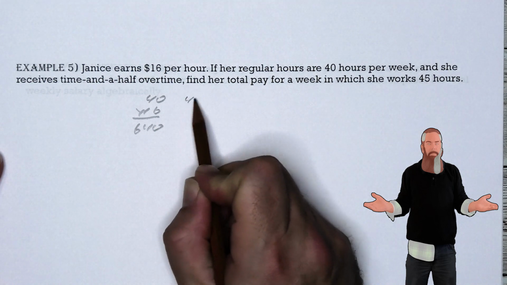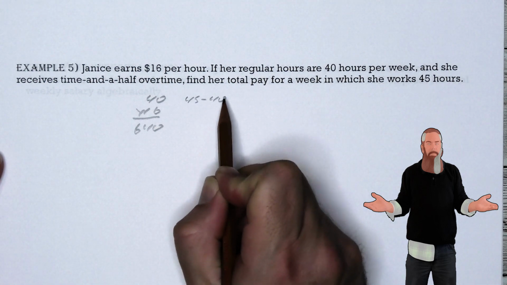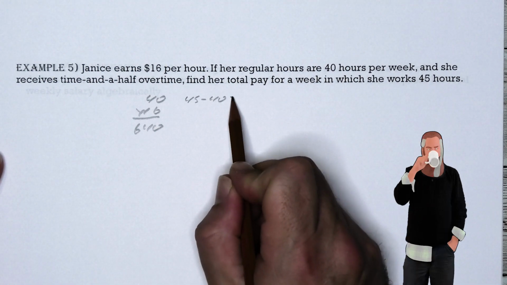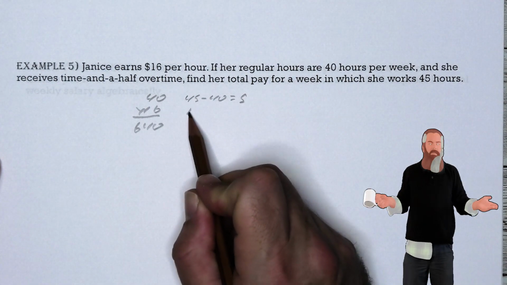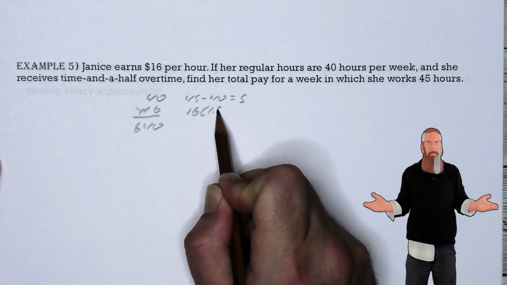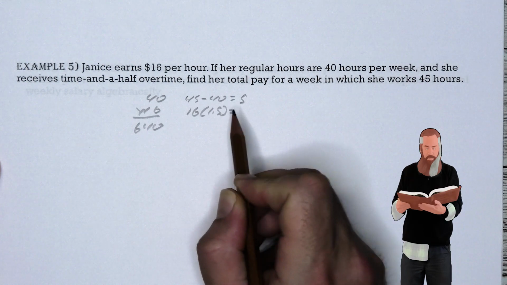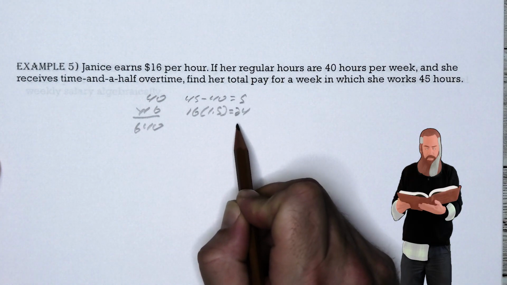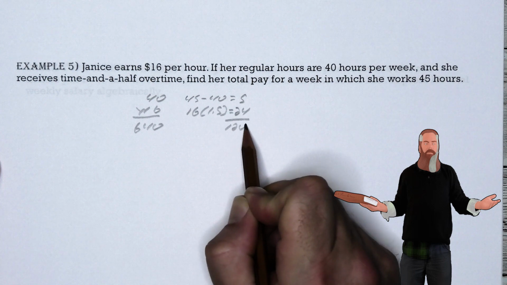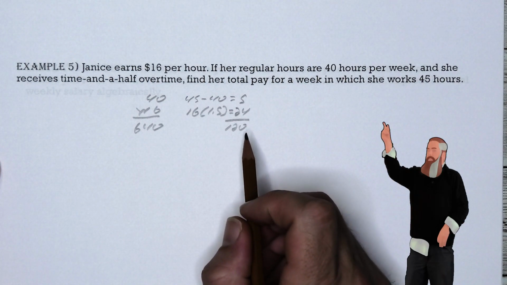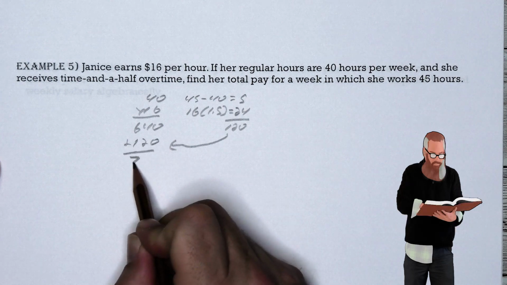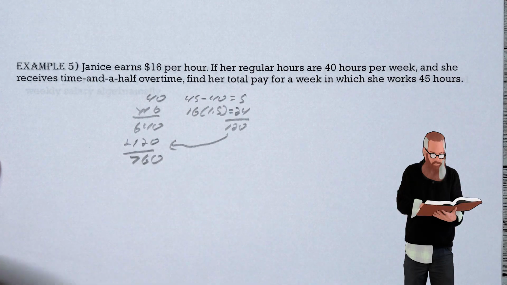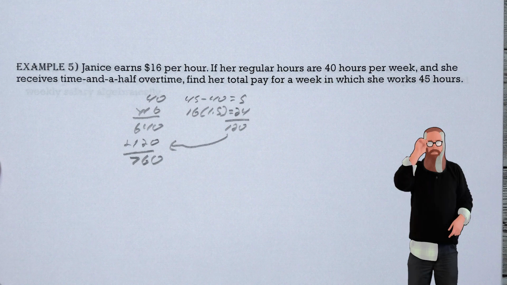Now, she worked 45 hours that week, so if we subtract the 40 hours paid at the regular rate, we get 5 hours of overtime. Overtime is paid $16 times 1.5, time and a half. That means $24 per hour. That's going to give us $120 for overtime. Add that to the $640 that has been earned, and she gets a $760 paycheck for 45 hours work. Let's check our understanding.